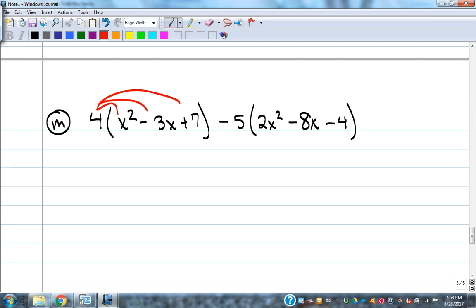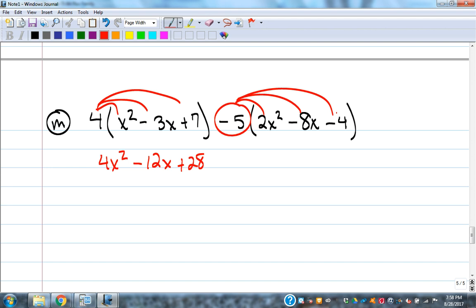So it's distributive property: 4x squared minus 12x plus 28. Isn't this the same thing over here? Yeah, it's a negative 5, but it's still distributive property, right? So that's still multiplication happening before addition and subtraction. Order of operations still ruling the game. That's still the law we have to abide by. So it's negative 5 times 2, negative 10x squared, negative 5 times negative 8, positive 40x, negative times negative, positive 20.